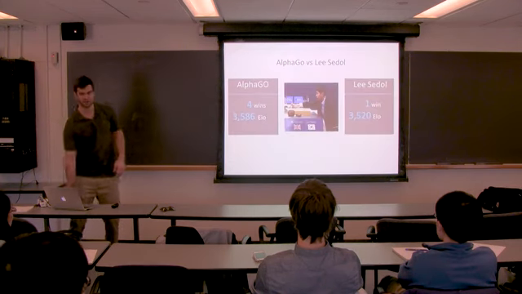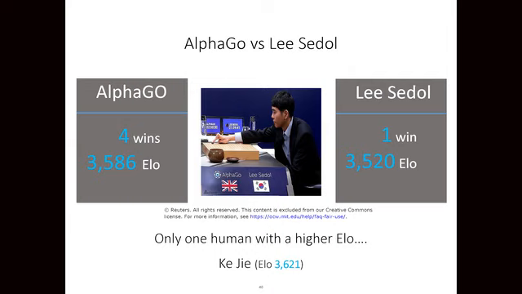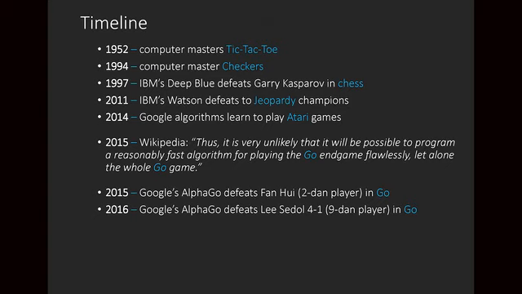Then we decided to see how we'd fare against humans, and by we, I mean not me, I mean Google. And they won 4-1, and Lee Sedol's rating was 3,520, and so now AlphaGo's rating is estimated to be about 3,586. So like, woo, we beat the best dude, except we didn't, because there's another dude who has an even higher score apparently, 3,621.